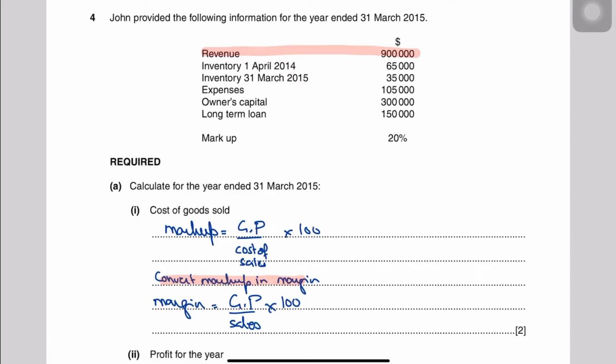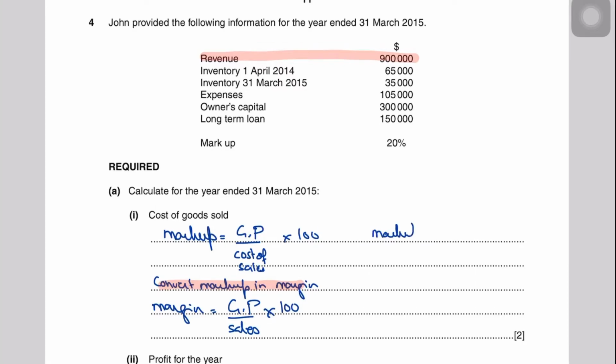So how we'll do that, let's see. Markup is basically a gross profit percentage that is applied on the cost. So let's express the 20% as a fraction, so it will be 20 upon 100. If the gross profit is 20 and the cost of sales is 100, which means that the revenue, that is the sales, will be 100 plus 20, that is 120. Because if you're earning a gross profit of 20 on a cost of 100, you must have sold it for 120.